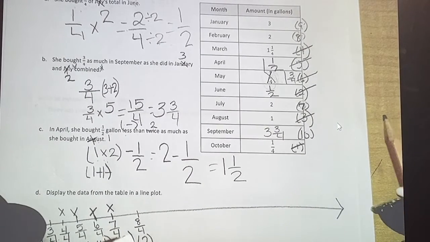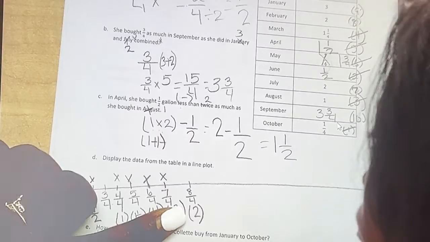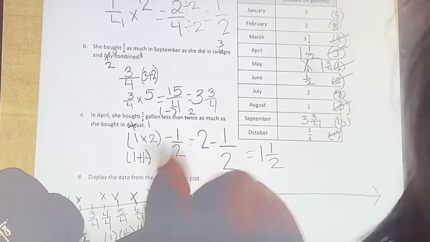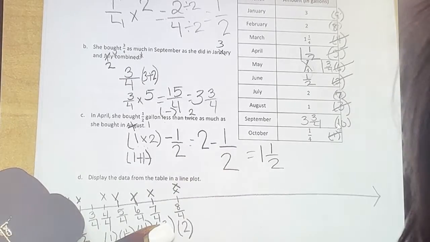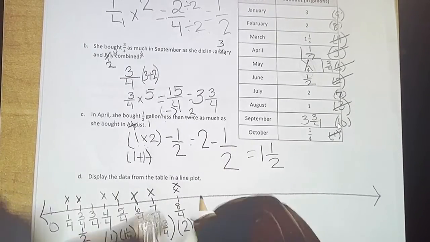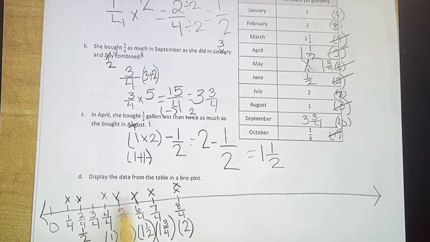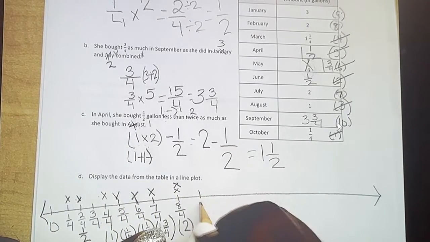In July, how many times do I have to put an X on 2? Twice. Good, because I see 2 2s on my data chart. Now I gotta keep going, yes? Yeah, because I only got 1, 2, 3, 4, 5, 6, 7, 8, and I need to apply how many? 2 more, good.